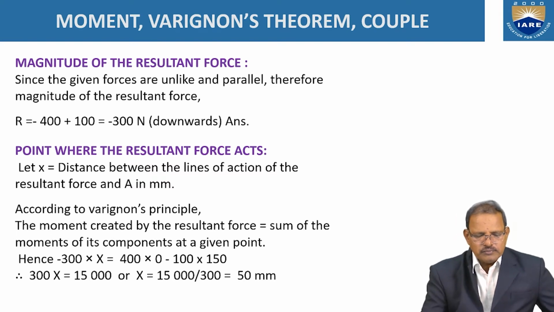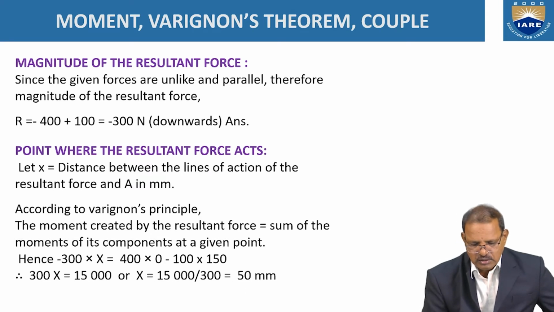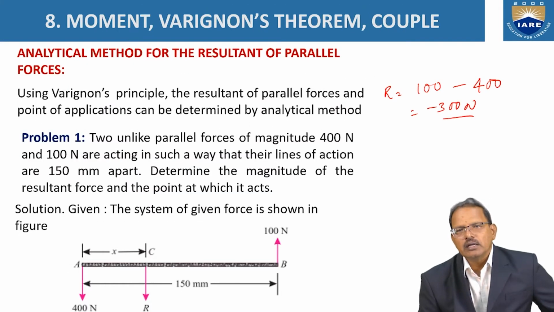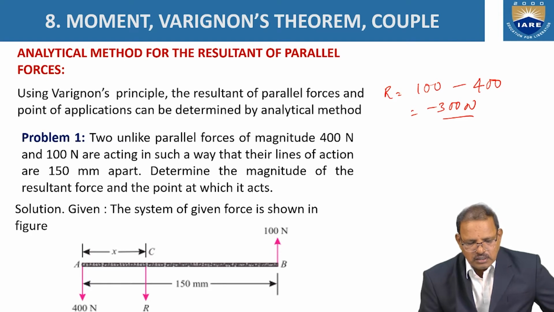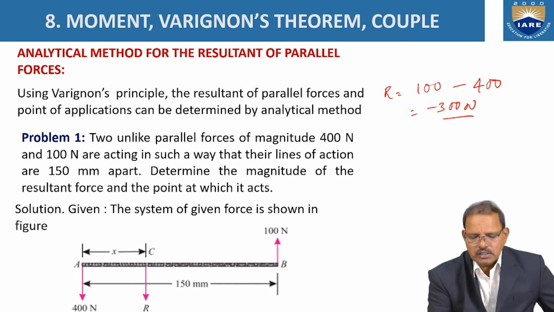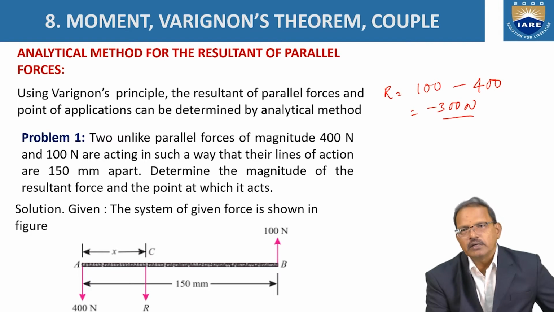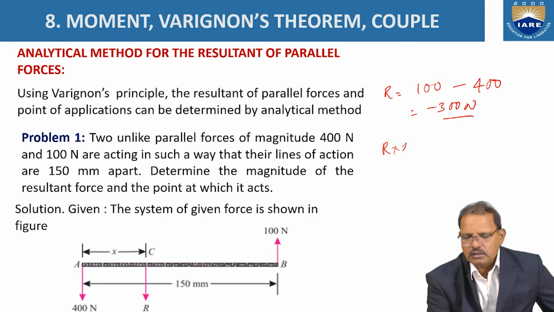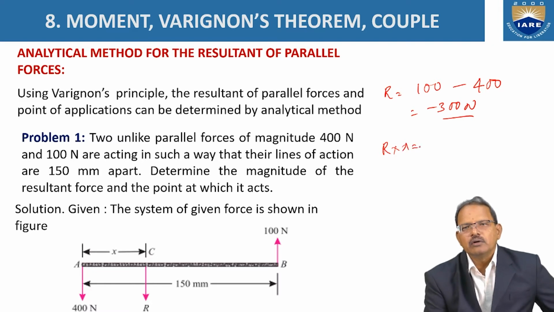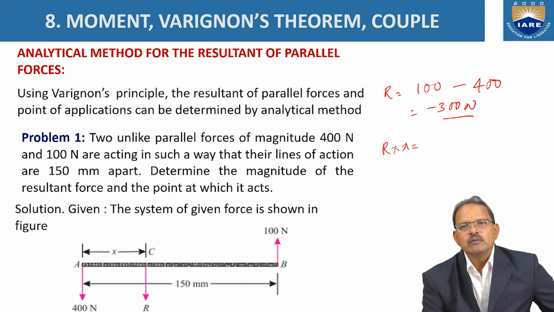Let x, as we have already taken, be the distance from A to point C, at which the resultant force is acting now. According to Varignon's principle, the moment created by the resultant at any point, preferably I am taking point A, that is R into x, should be equal to the algebraic sum of the moments created by its components at that point now.